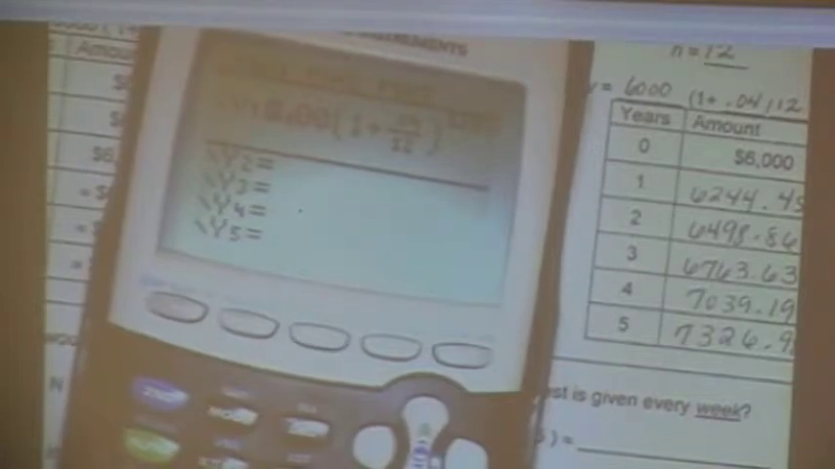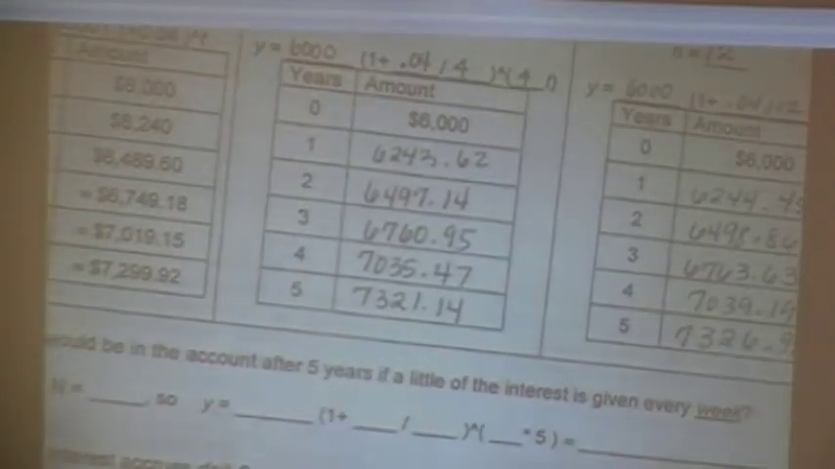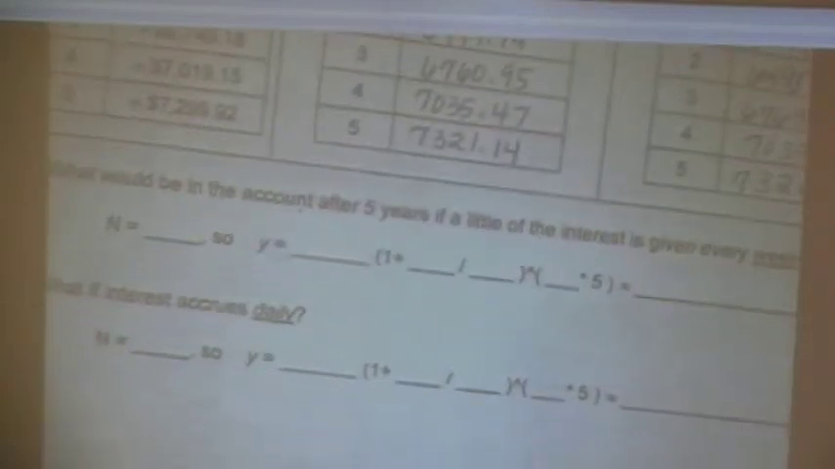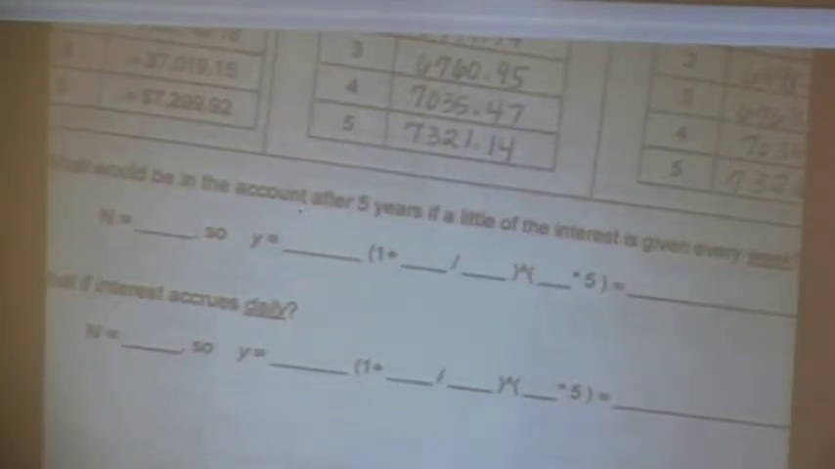Now on C, it's the same problem. So we're still starting with an initial investment of $6,000. We're still at 4% interest, but this time they want their interest to be given to us compounded weekly. So what is my end value if they give me interest every week? 52.